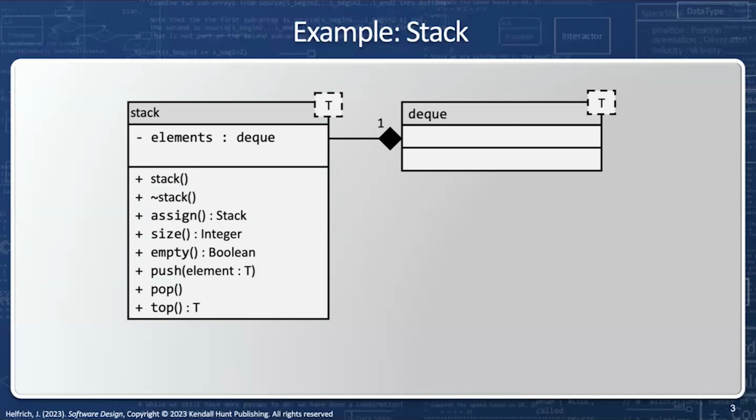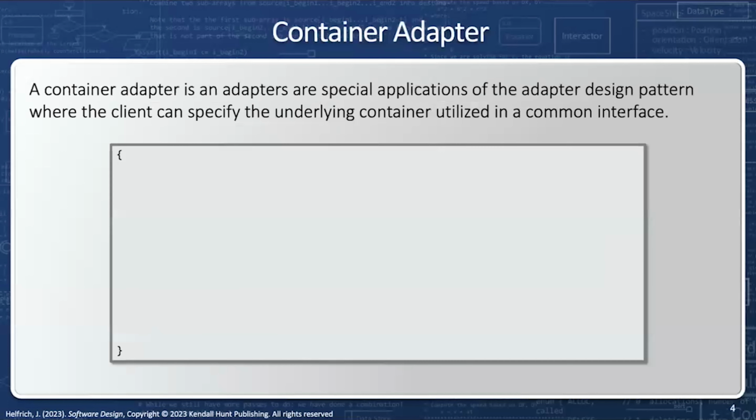Now, the C++ implementation of the stack goes one step further because it allows the client to specify the underlying data structure. So now I can say elements is not just a deque, but it could be a container where the container is a template. And this means I do not have a deque by composition, but rather I have a container by composition. So let's take a look at how that works.